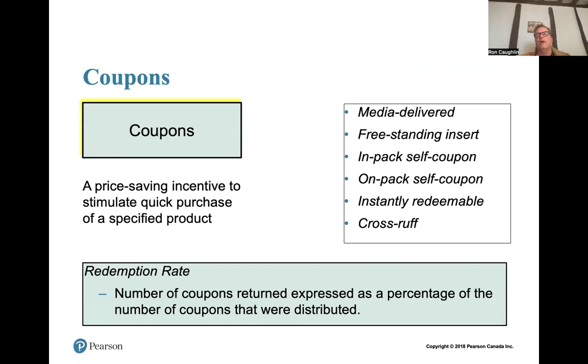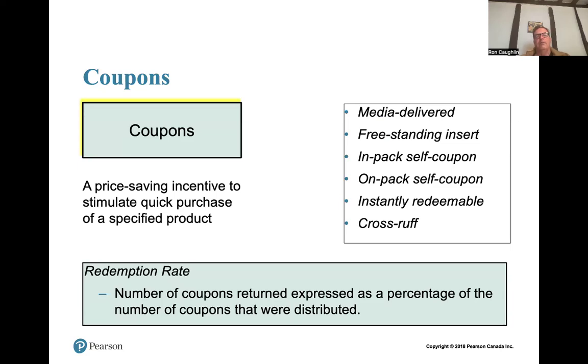The first one is coupons. You've all got coupons that come in the mail typically. Usually got price off or discounts or a dollar off an item. A lot of times these are done through couponing where there's a redemption item on it, some type of scan item so you can scan the success of it. It's a price-saving incentive typically to stimulate quick purchase of a specific product.